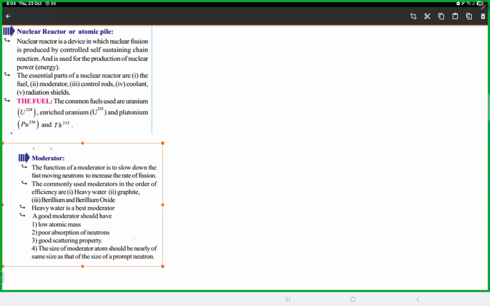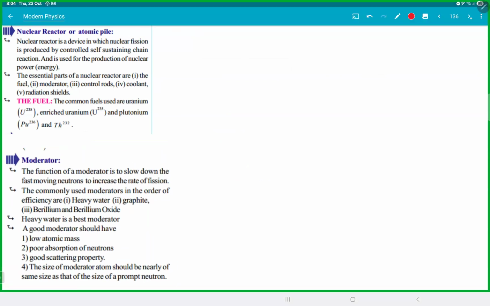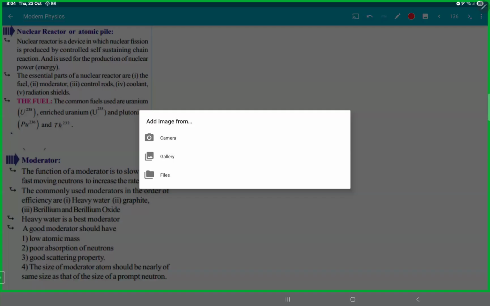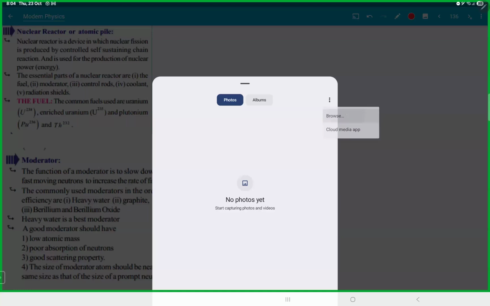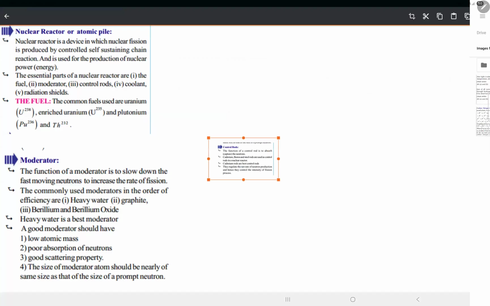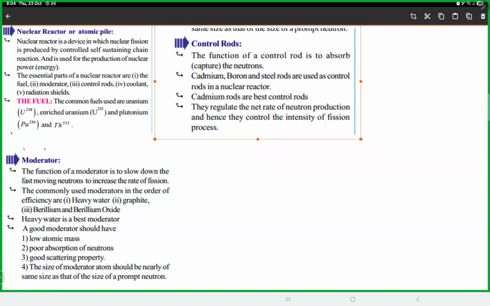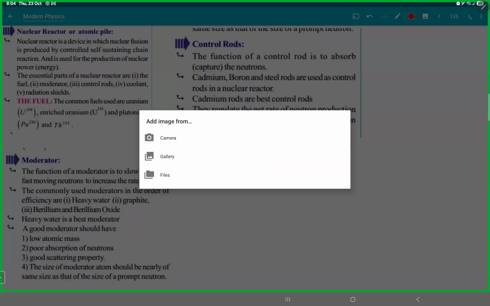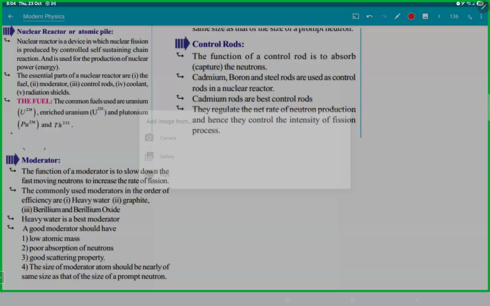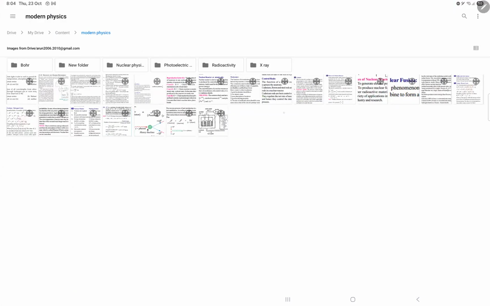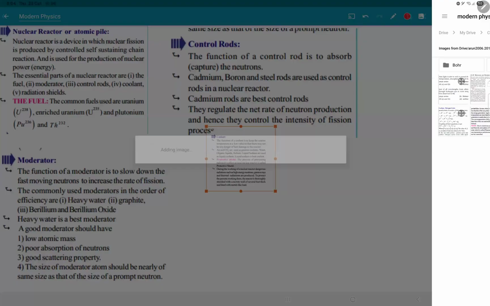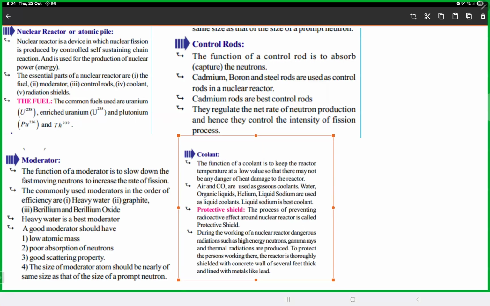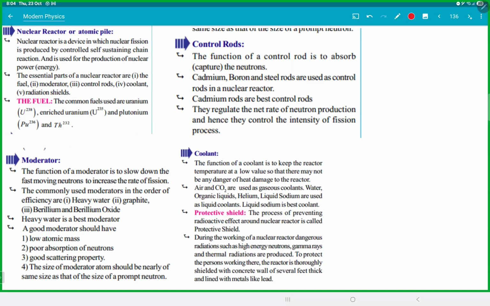You should know what is a moderator, what is a control rod, what is a coolant. So you have a lot of terminologies there. So again, some important terms here. Normally they use enriched uranium-235 or plutonium. These are what we use.